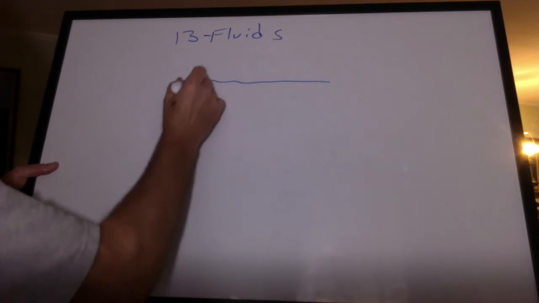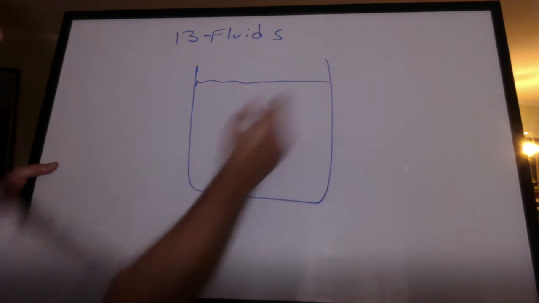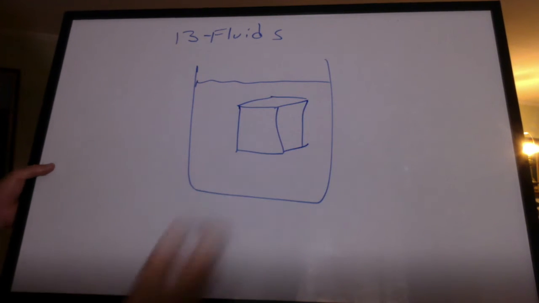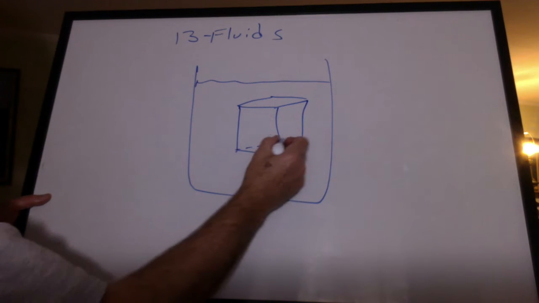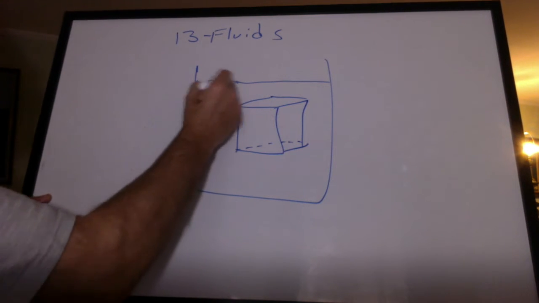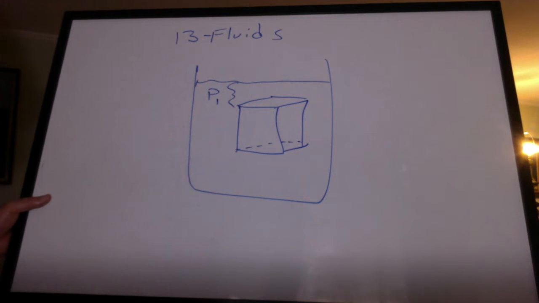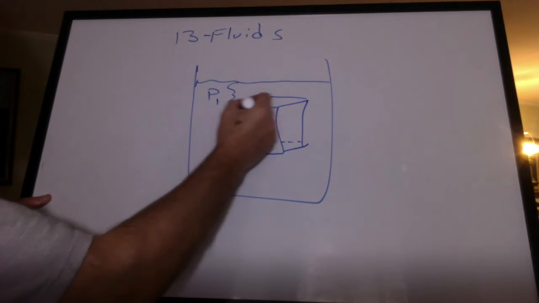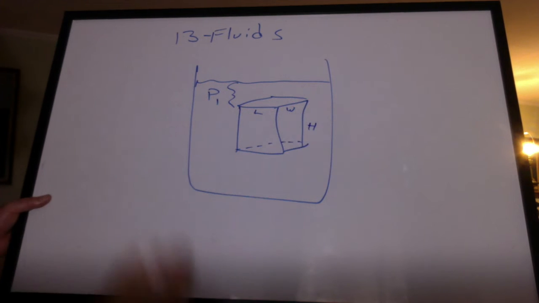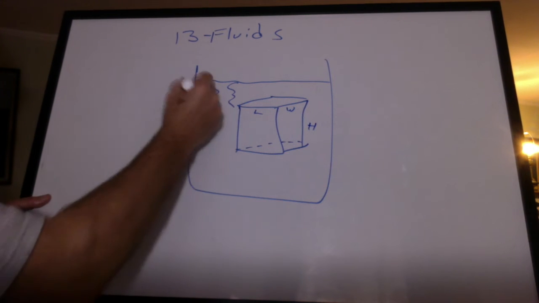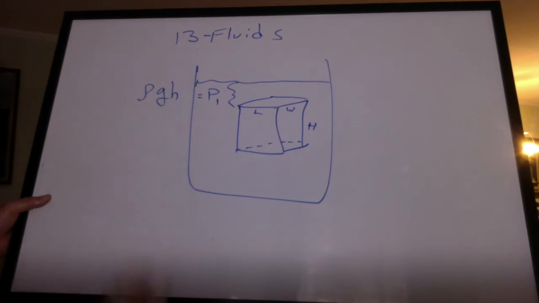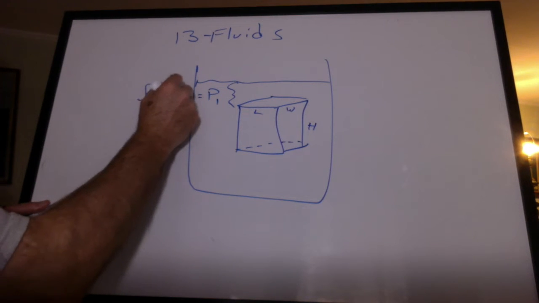Well, let's just submerge something in water here. Let's give us a little rectangle. We're going to calculate the pressure on top of this box. Let's say that's the length and the width, and that's the height. How much pressure is here? Well, we've already figured this out: rho g, and I'll call that H1.